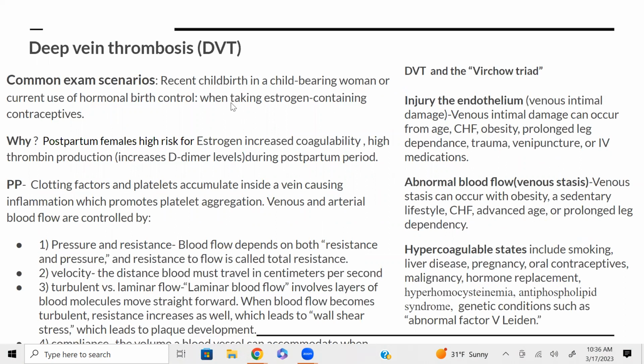Common exam scenarios will be childbearing women or birth control pills. So know this slide, okay? And why is the D-dimer increased? Because of the high thrombin production. A lot of students miss that.